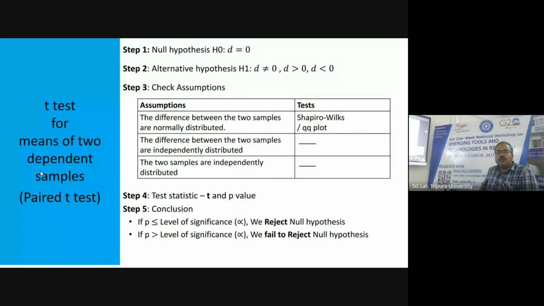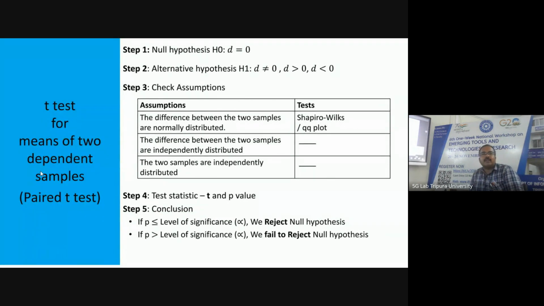The difference between the two samples is normally distributed, where you again need the Shapiro-Wilk test and QQ plot. The difference between the two samples is independently distributed, and the two samples are independently distributed. So not only are the samples independently distributed, but their differences are also independently distributed.